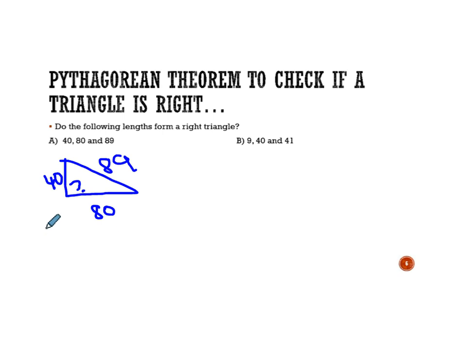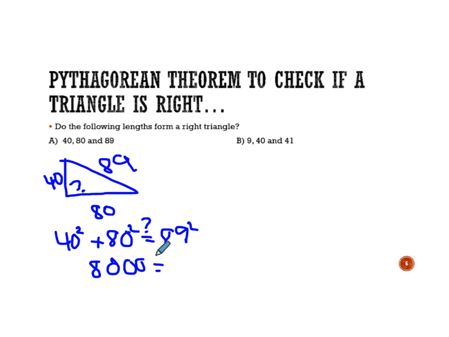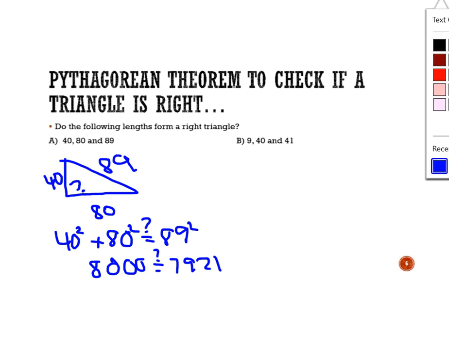So what do we have to check? We have to check that 40 squared plus 80 squared is equal to 89 squared. So we're going to put a question mark here. Is the left side equal to the right side? If you type on your calculator 40 squared plus 80 squared, you should get 8,000. Is this equal to 89 squared, which is 7,921? So what you have to answer, and you have to be precise in your answer.